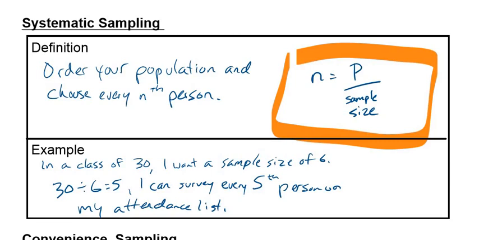So in our example, in a class of 30, let's say it's our class, we want a sample size of 6. So we're going to take that 30 people and we're going to divide by 6. And then we get 5. So it means that we're going to survey every 5th person on my attendance list. We're going to go down 1, 2, 3, 4, 5. Now we're going to survey the 5th person, then the 10th, the 15th, the 20th, the 25th, and the 30th person on my list, and they're going to be my systematic sample.